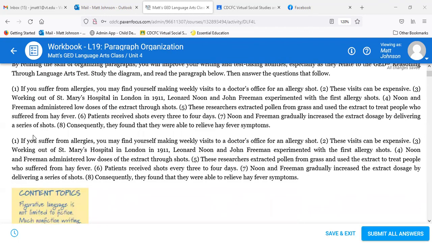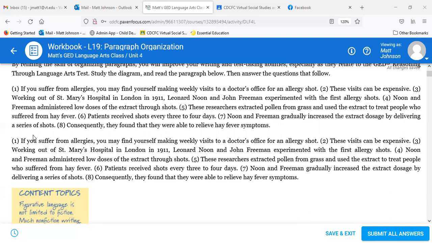If you suffer from allergies, you may find yourself making weekly visits to a doctor's office for an allergy shot. These visits can be expensive. Working out of St. Mary's Hospital in London in 1911, Leonard Noon and John Freeman experimented with the first allergy shots. Noon and Freeman administered low dose.